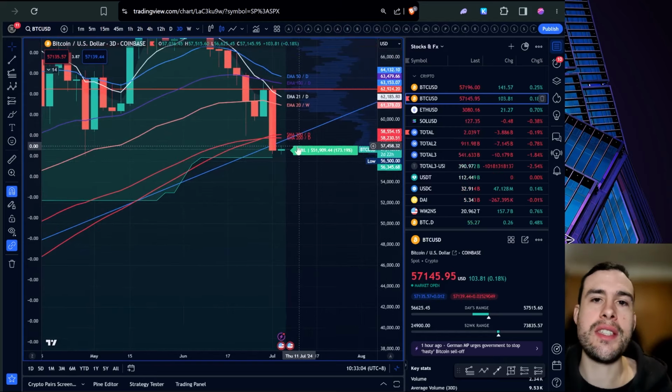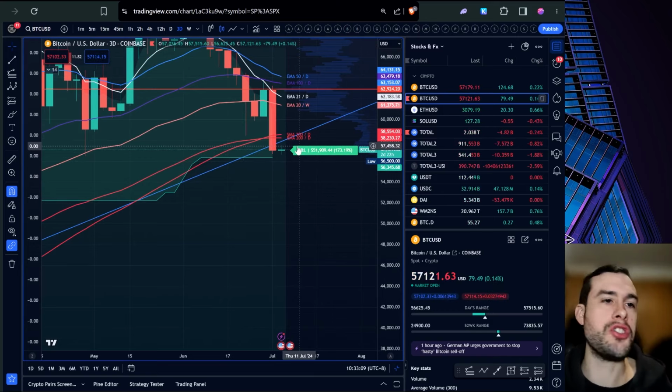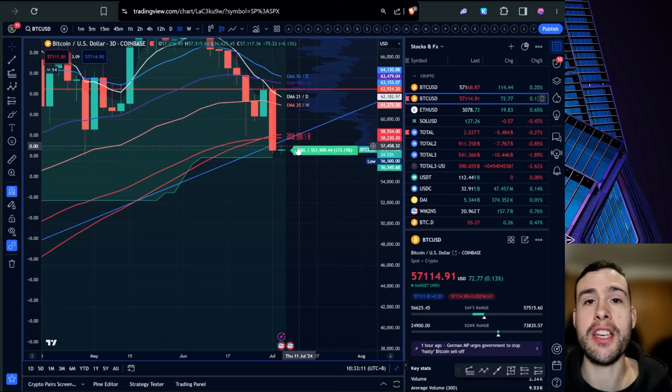And since we haven't seen Fear and Greed this low in quite some time, and there's just so many headwinds, you've got Germany selling Bitcoin, you've got minor capitulation, and I'll show some more bits about that in a second.